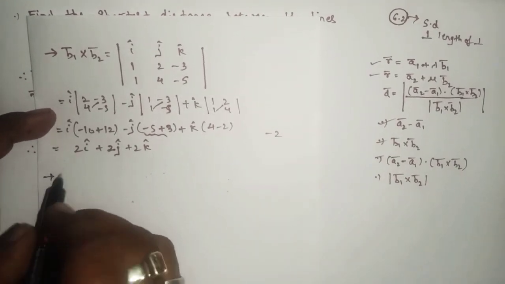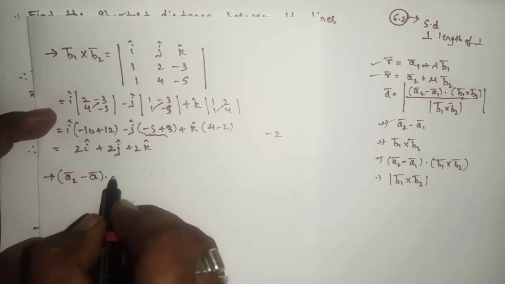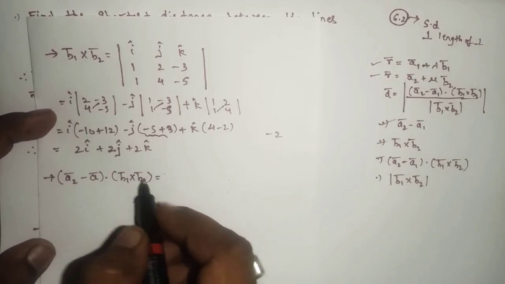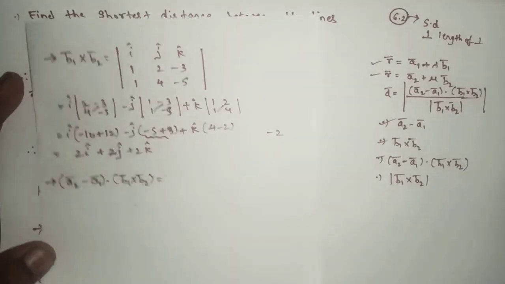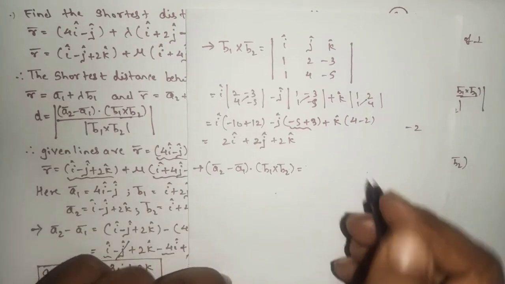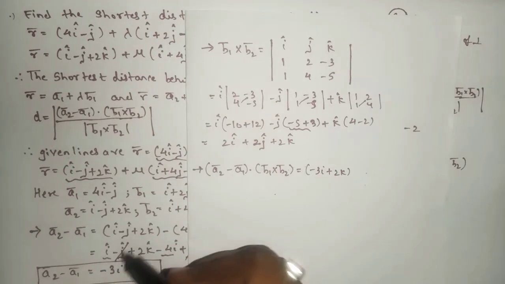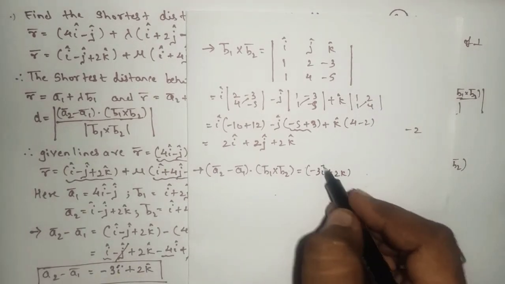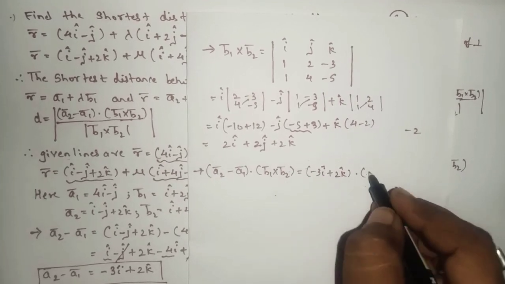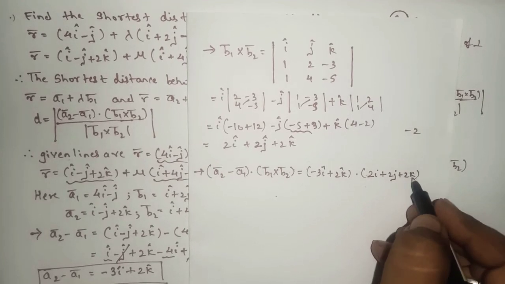So now we'll find the dot product between these two: a2 minus a1 dot b1 cross b2, yes or no? So what is the answer for a2 minus a1? A2 minus a1 is minus 3i plus 2k, yes or no? Dot, what is b1 cross b2? It is 2i plus 2j plus 2k, yes or no?